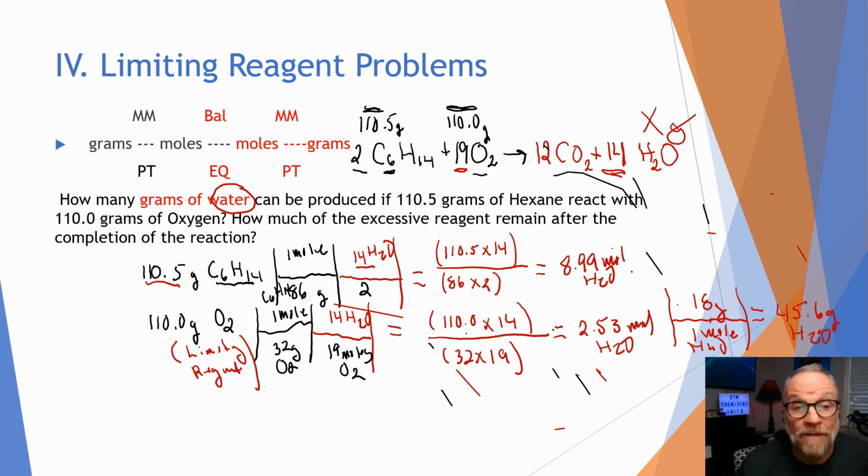So in this particular case, our oxygen is our limiting reagent. It's going to run out first, and then we're going to have some hexane left over at the end of the reaction. So how you figure out how much of the excess remains is you start off with where the reaction ended at 2.53 moles of H2O. And to give ourselves a little bit more room, let's work that on the next slide.